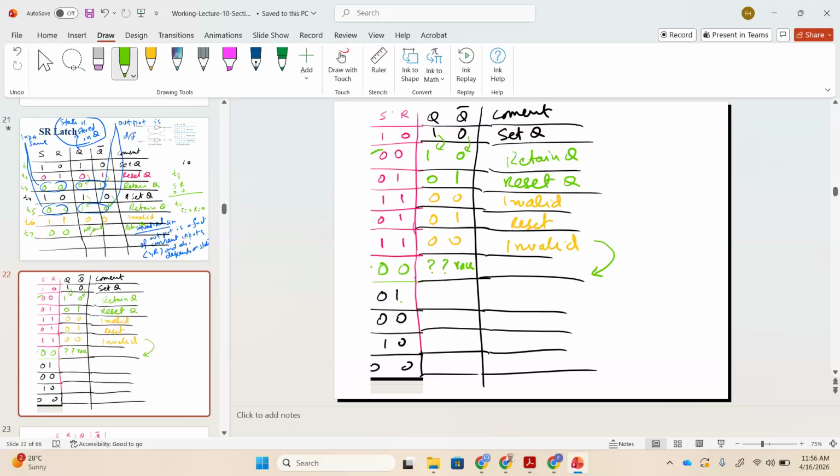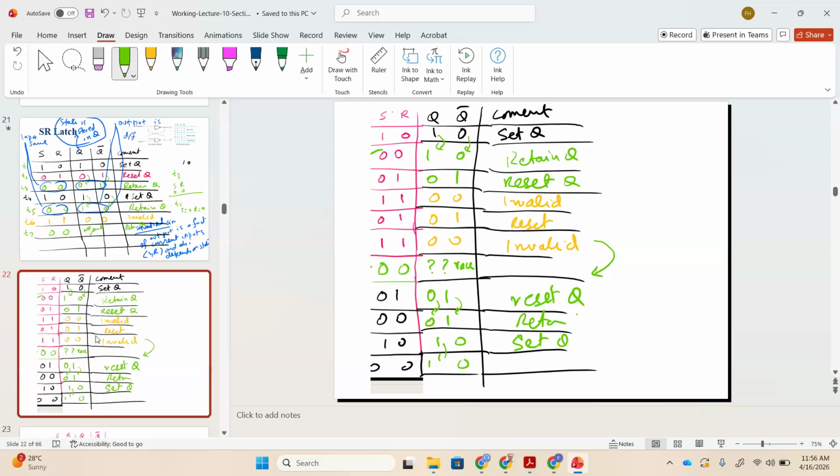0 1, when we are resetting, it will be 0 1, reset Q, and 0 0. So it will change the old value. And 1 0, we are setting. It is 1 0, so this is set Q. We can retain Q, and 0 0 will retain the previous value. It is actually 1 and 0.